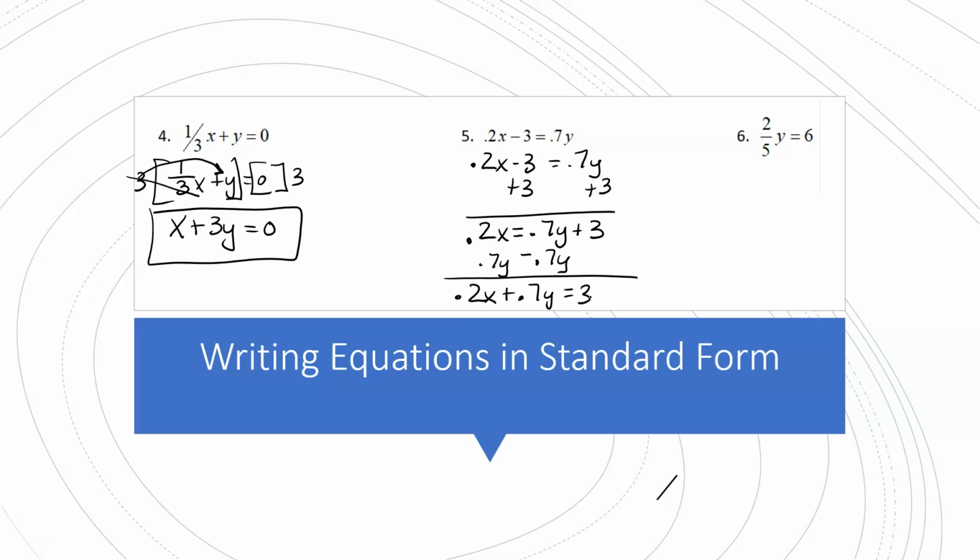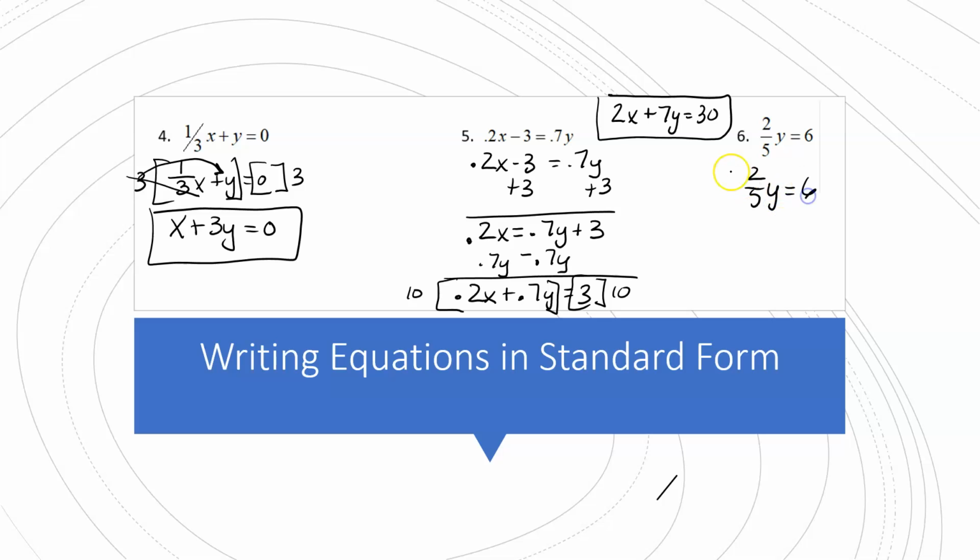Now to clear those or move the decimals over, you're really multiplying by 10. So now I'm going to have 2x plus 7y equals 30. So you're moving the decimal over, but you're really multiplying. So you have to multiply all of them by that same power of 10.